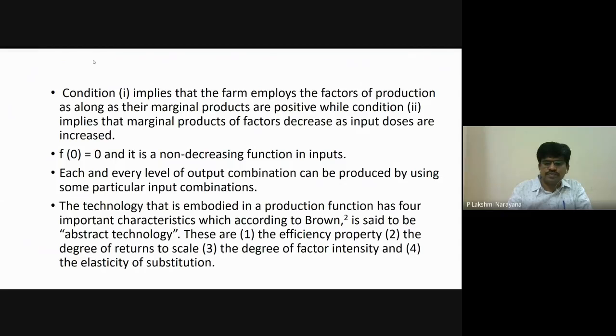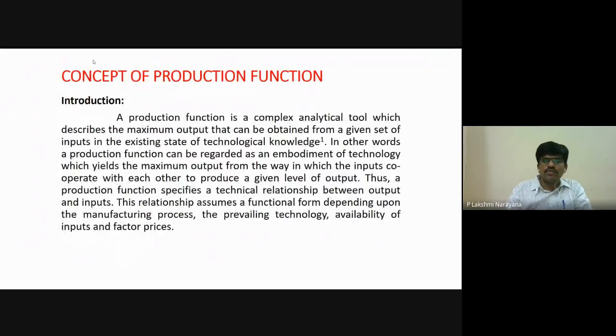So, first of all, regarding the concept of production function. What is a production function? Yesterday we already discussed the production function. A production function is nothing but the relationship between input and output. What is input? Physical inputs and physical output.